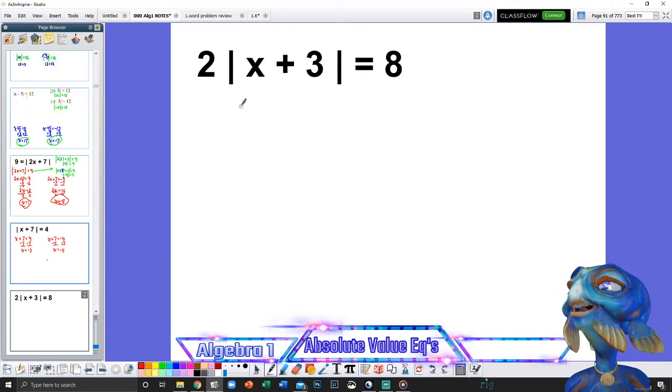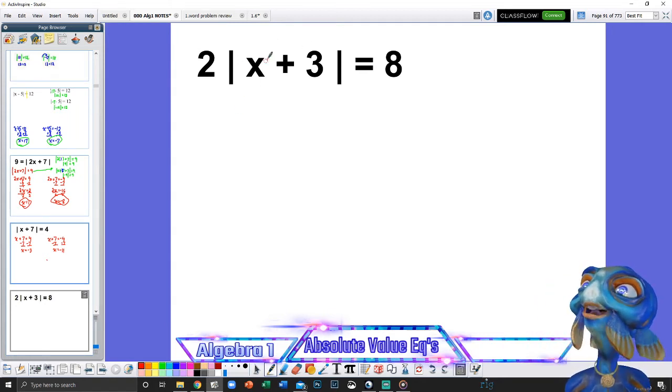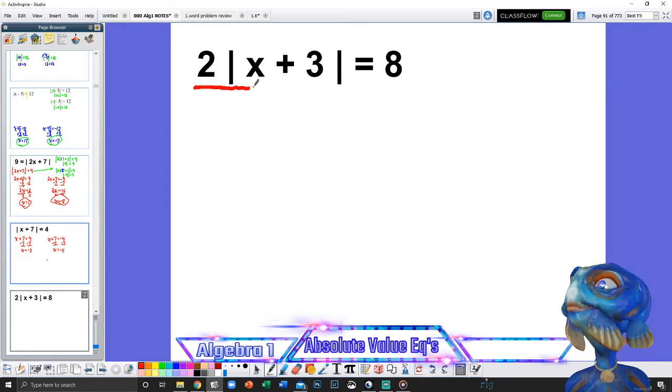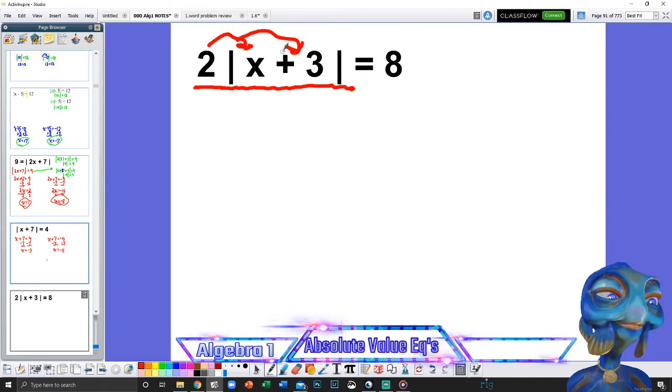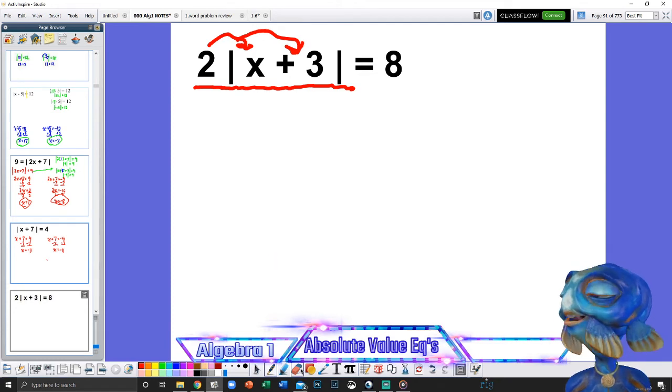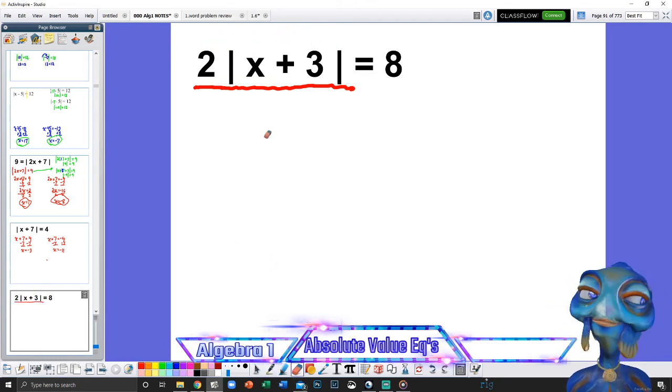Alright, now a different type of problem. Before, the absolute values were always alone. Here they are not. So your first step is to make them alone. Now some people want to distribute. No, we can never, ever, ever distribute into absolute values. So don't ever do that.